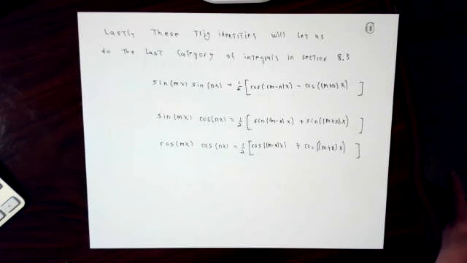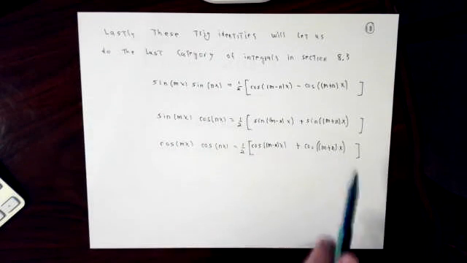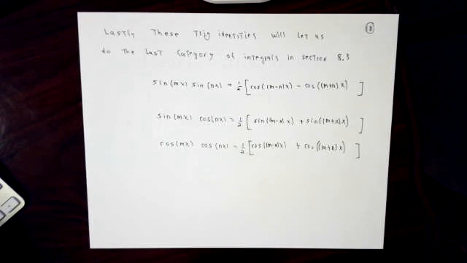And lastly for this section, if you have sine of a multiple of x times sine of some other multiple of x, or possibly sine times cosine, or cosine times cosine, there are trig identities that will allow us to combine these things into not a product of trig functions, but a sum or difference of trig functions. If you look in the textbook, you should see these formulas listed.